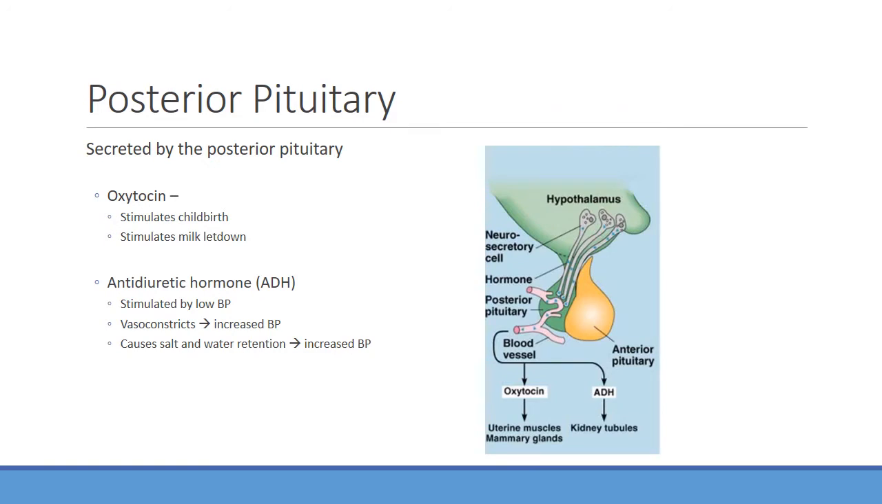Oxytocin is our bonding chemical, and this can mainly be seen during childbirth and also for stimulating milk letdown, as we mentioned earlier. And then antidiuretic hormone. Do you guys remember the other name for that?